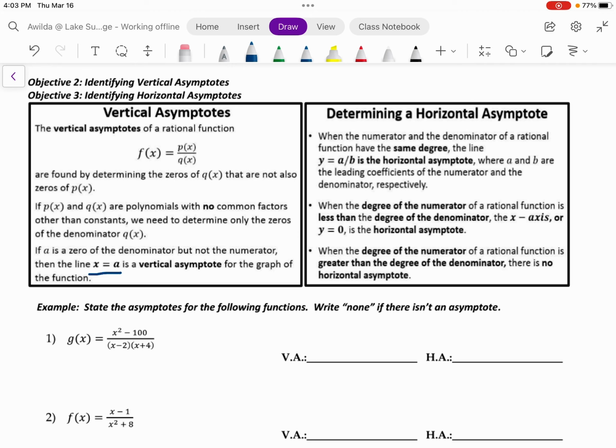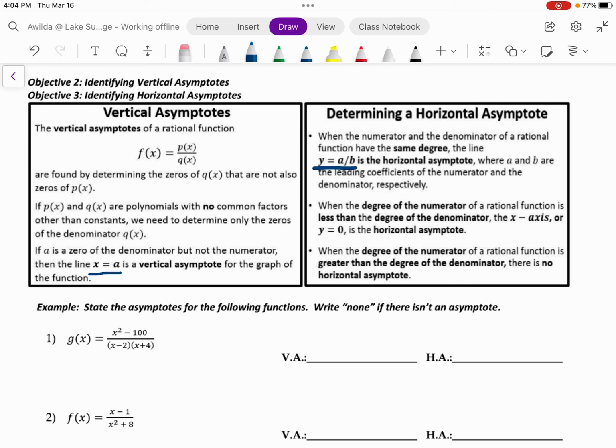Separately, let's talk about horizontal asymptotes. Horizontal asymptotes can occur in a couple of different ways. When the degree of the polynomial in the numerator is the same as the degree of the polynomial in the denominator, then the line y equals a over b will be a horizontal asymptote. A is the leading coefficient of the numerator, b is the leading coefficient of the denominator.